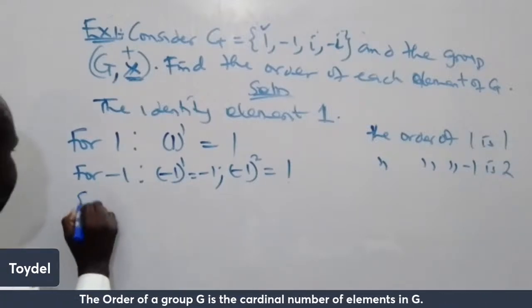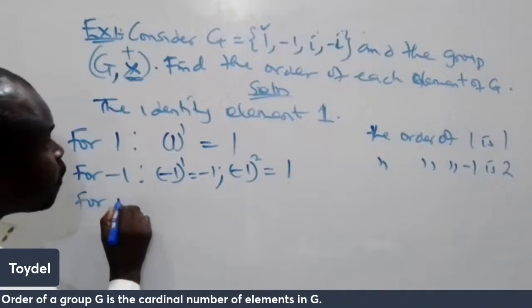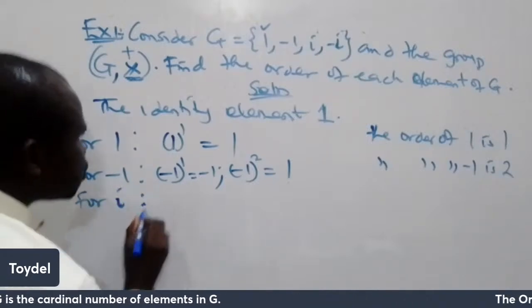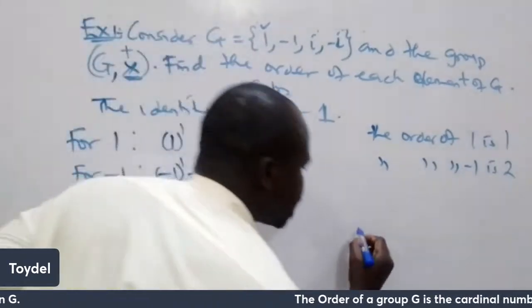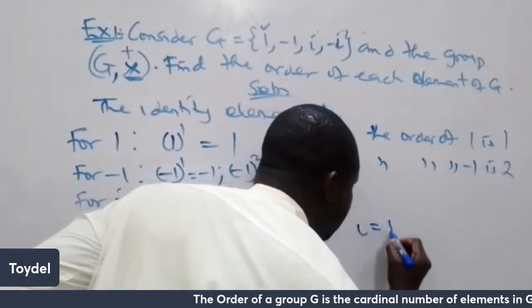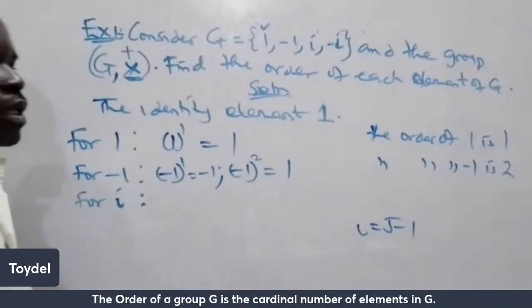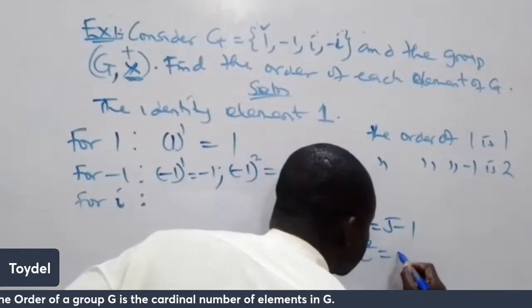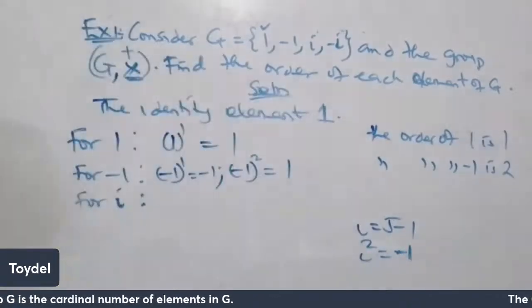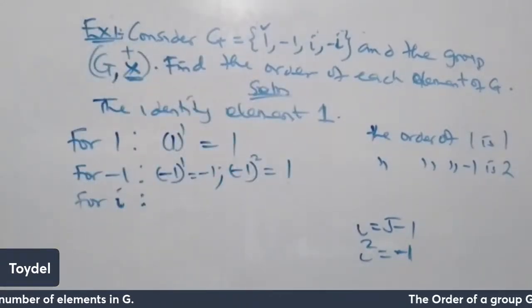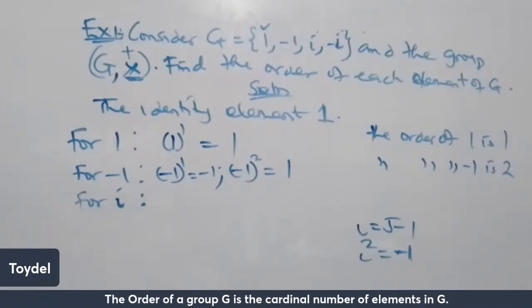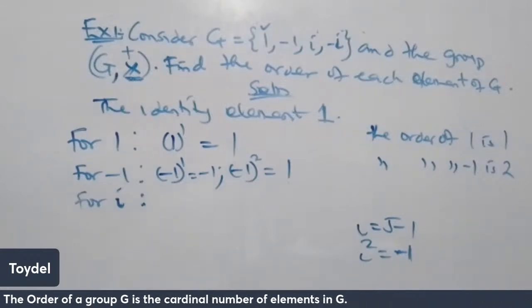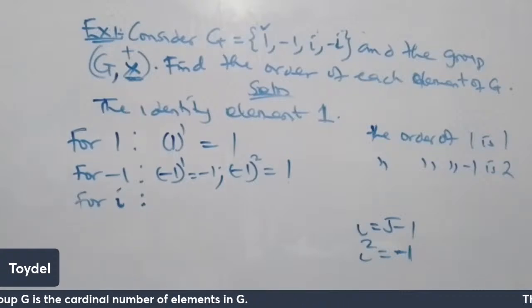So let's move to the third element, that is for I. What will be the order? Of course, in complex numbers, we know that I is equal to the square root of -1. Then I squared will be equal to what? -1. That's what we know under complex numbers. You must have done that. And if you don't have an idea of complex numbers, just check my videos on complex numbers.